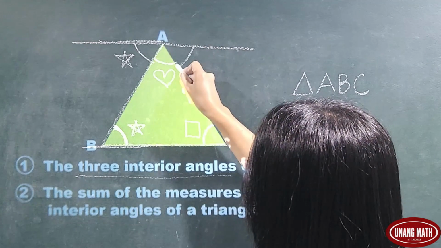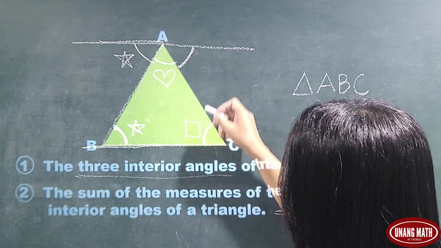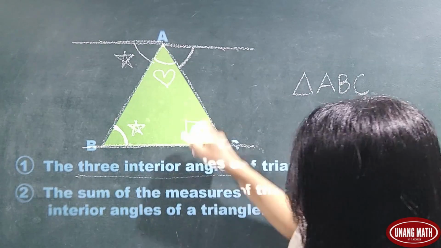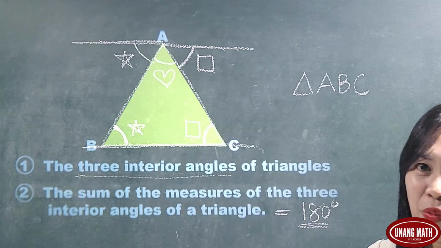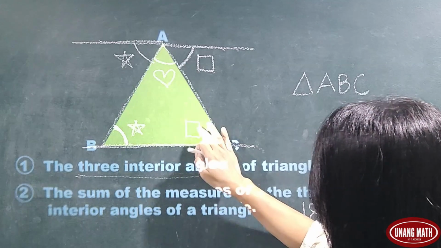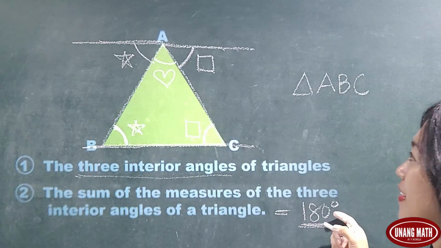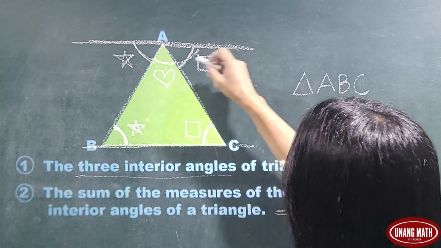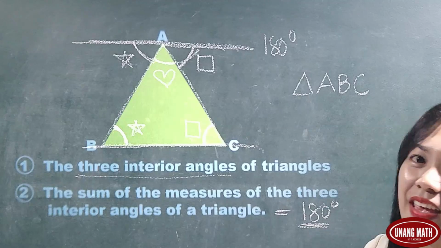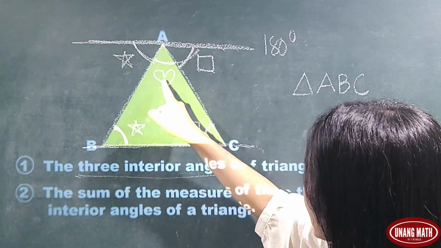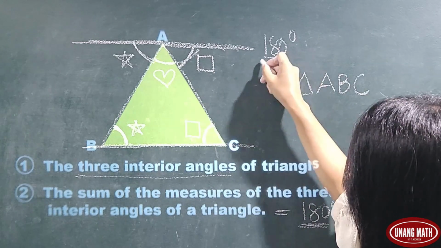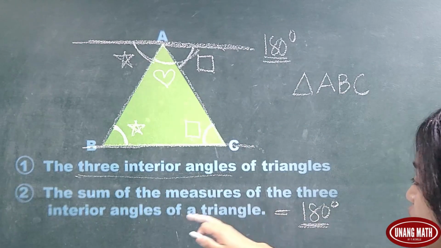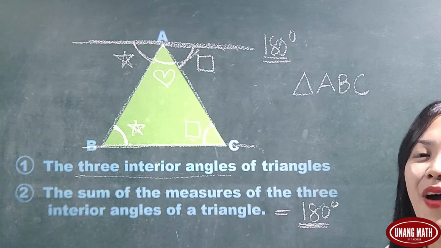Next would be this angle. This angle and this angle are also alternate interior angles. So if this is angle square, then this is also angle square. Again, these three interior angles are equal to 180 degrees. Take a look at this one. This is a straight line or straight angle. Straight angle measures 180 degrees. So, angle star plus angle heart plus angle square is equal to 180 degrees. So, in this way, I explain why the sum of the measures of the three interior angles of a triangle is 180 degrees.